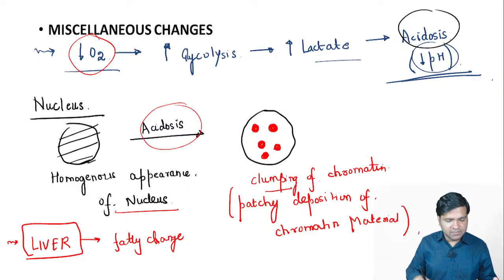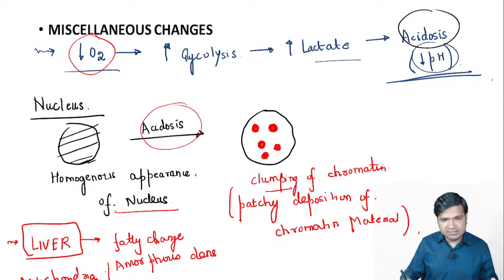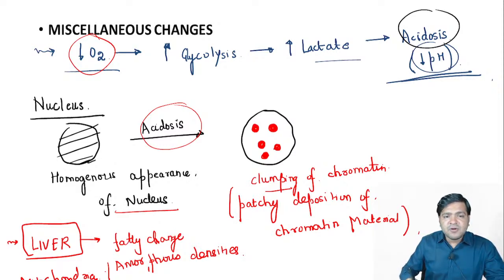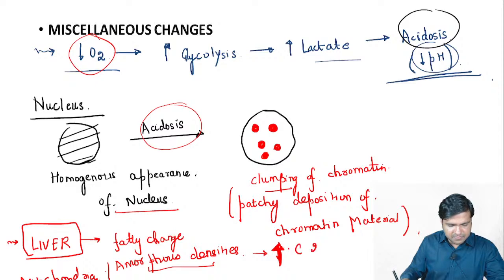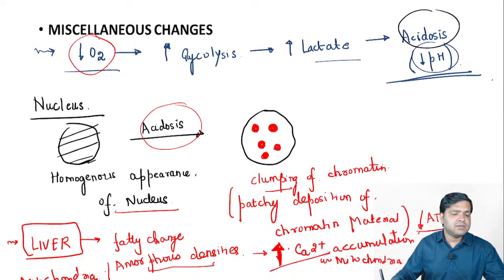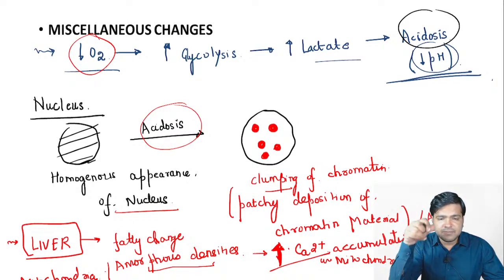And one more change that you will encounter is in the mitochondria. There will be amorphous densities. These amorphous densities are due to increase in the calcium, or calcium accumulation in the mitochondria. And this calcium is increased due to decrease in the ATP. If there is a decrease in the ATP, the calcium will accumulate inside the mitochondria, which will present as amorphous densities.